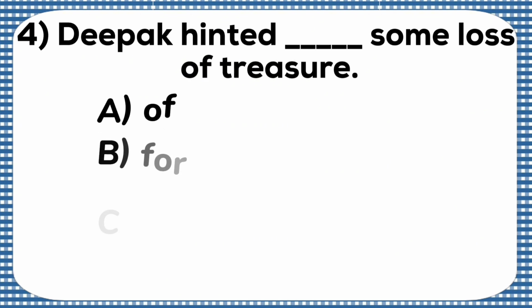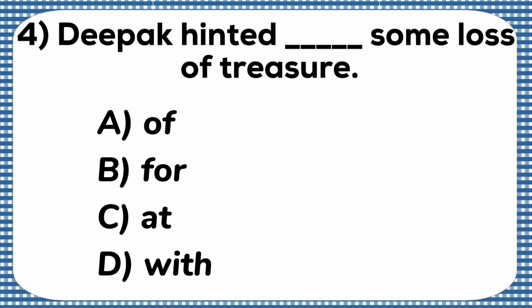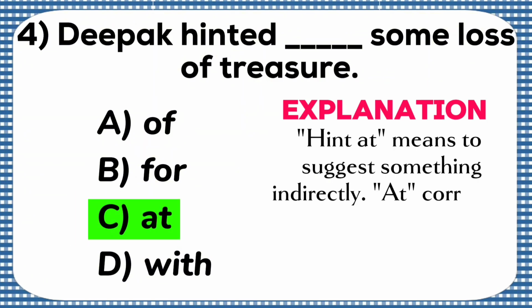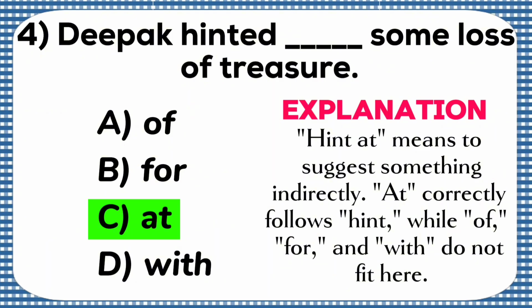Deepak hinted dash some loss of treasure. The right answer is option C, at. Explanation: hint at means to suggest something indirectly. At correctly follows hint, while of, for and with do not fit here.